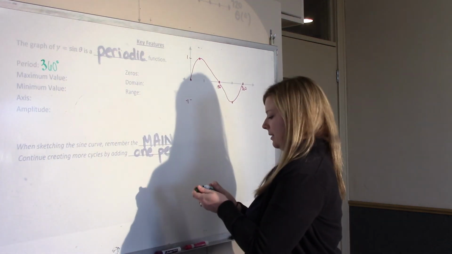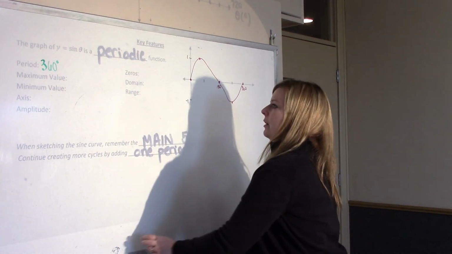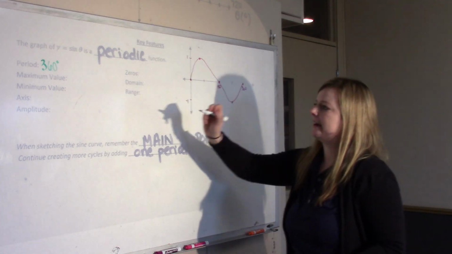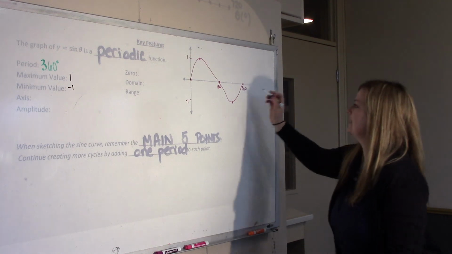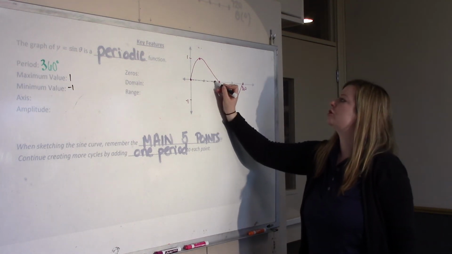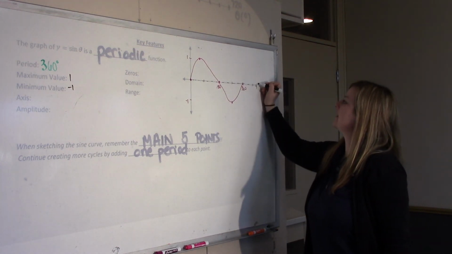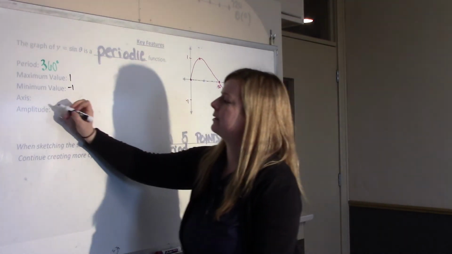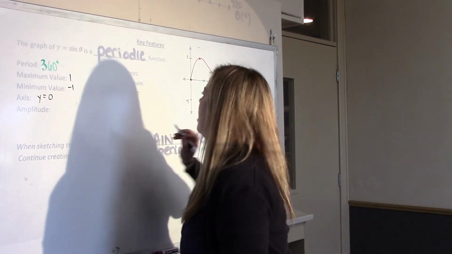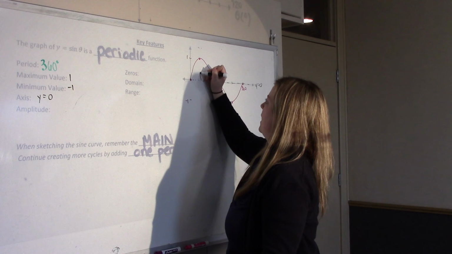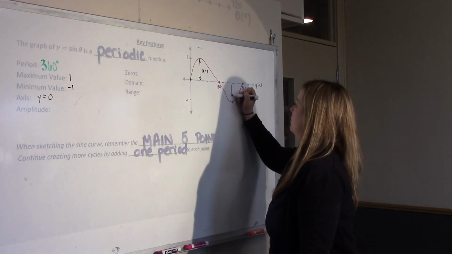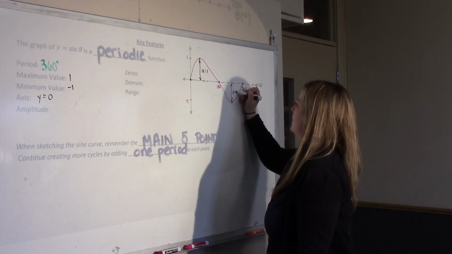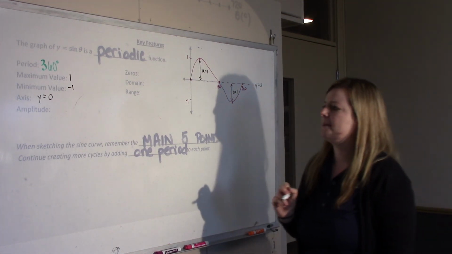Actually, I'm going to write it in black because I think it's better. Okay, our maximum value, our highest value is 1, and our minimum value is -1. Our axis is at y equals 0, correct? So the axis is at y equals 0. Our amplitude, so the distance from the axis to the max, is equal to 1, or from our axis down to the min is equal to 1, okay?